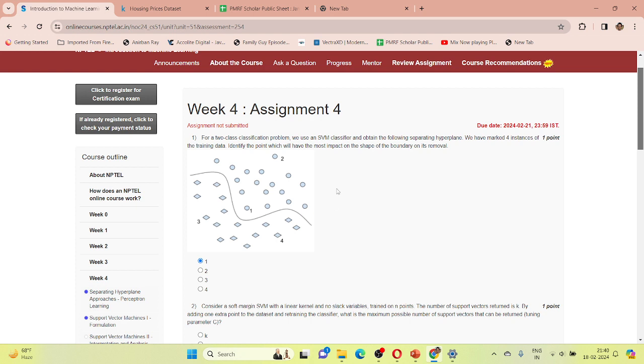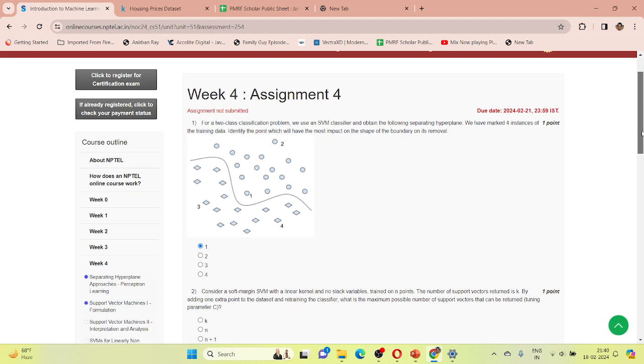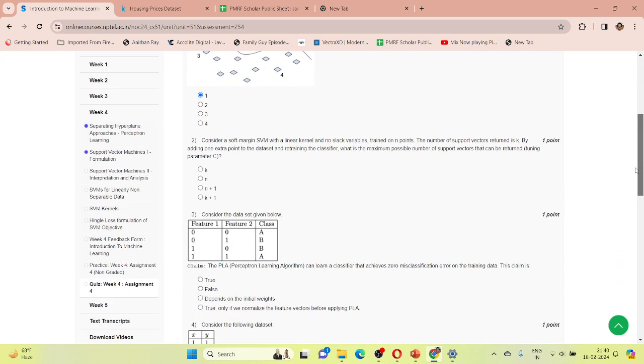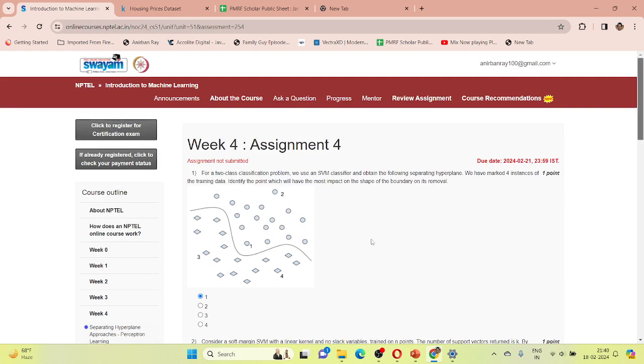What about the second one? The second one is related to SVM. Yes, this is soft margin SVM. Soft margin SVM means it will tolerate training examples inside the margin as well. This is the idea.